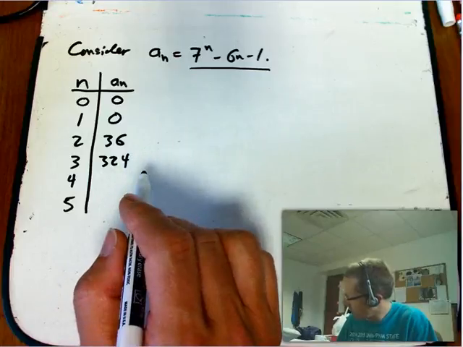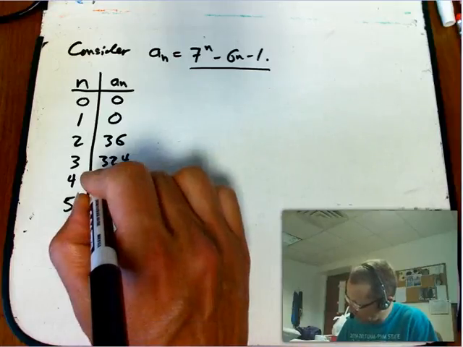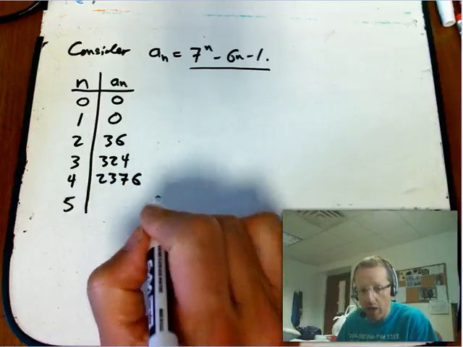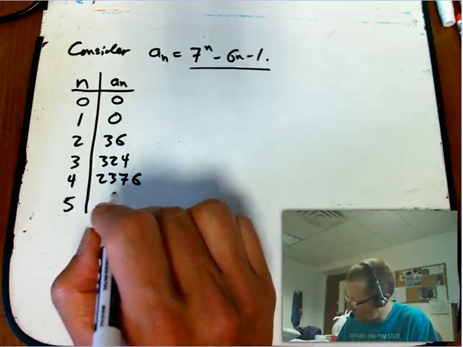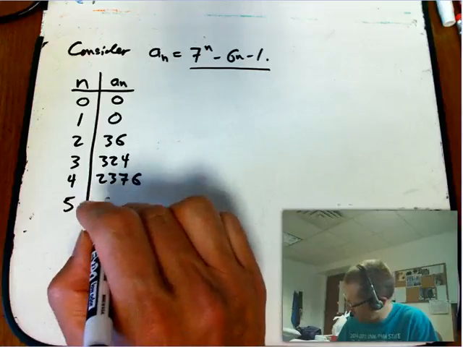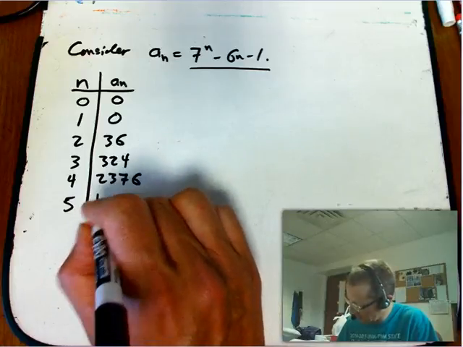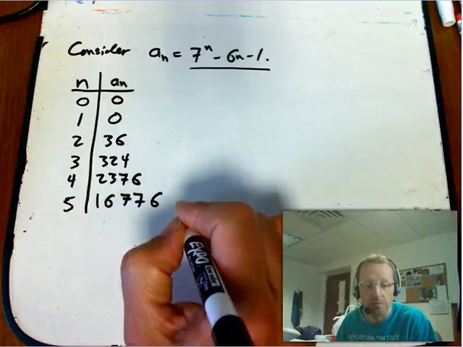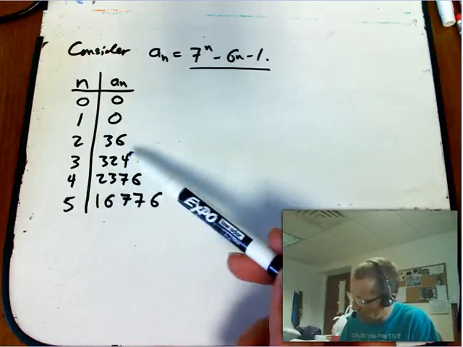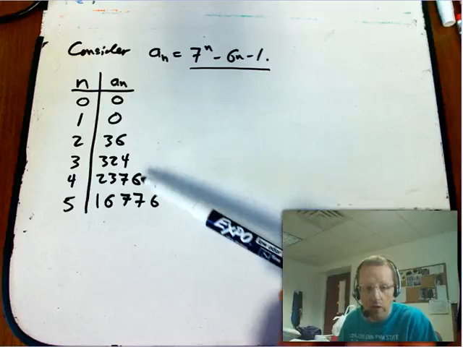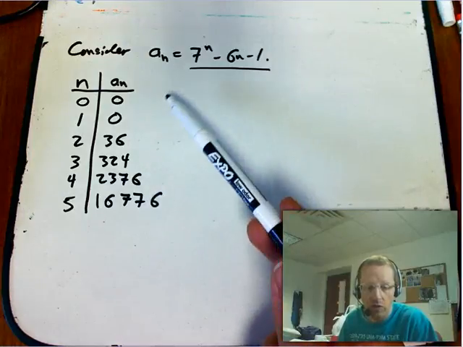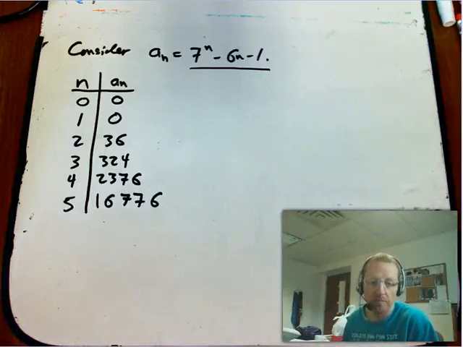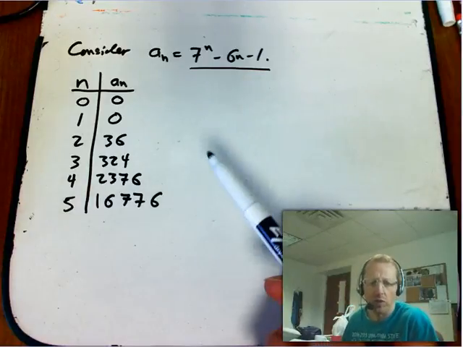For 4, if you calculate it out, you get 2376. And we'll just go up to 5. You can do it yourself if you want to pause the video, but it's 16,776. Okay, so the question is, what pattern do we see? Is there any commonality here? And a hint, if you want it, is that it's similar to what we were saying before.